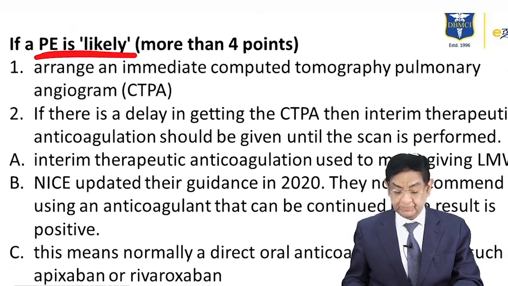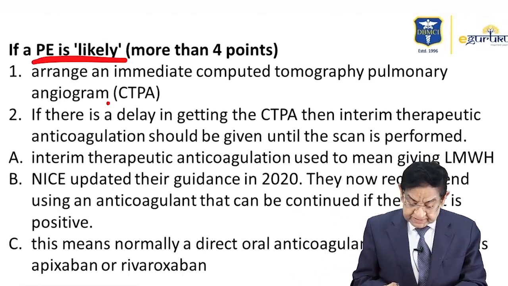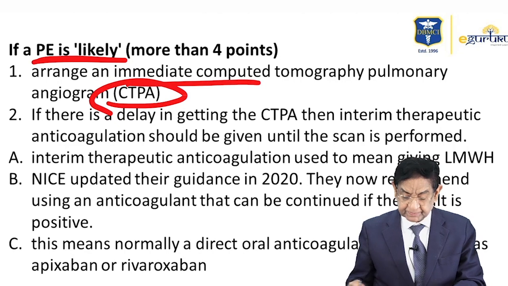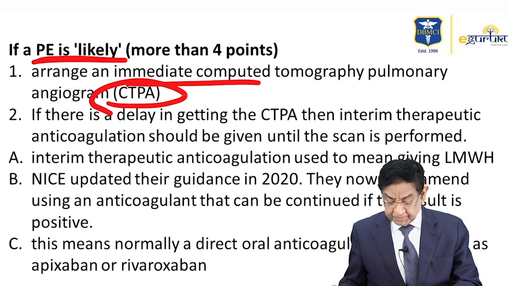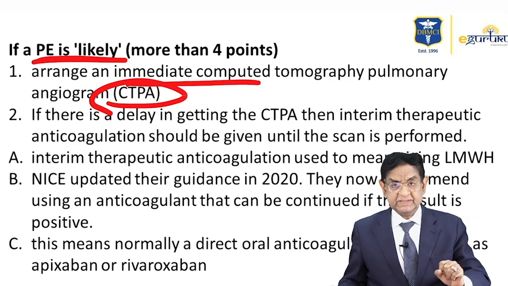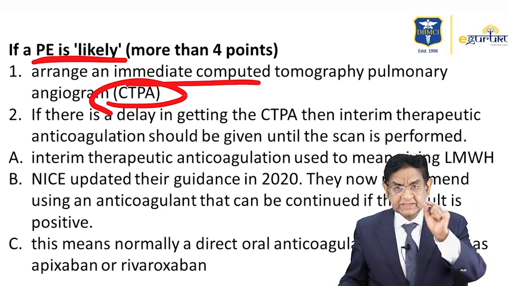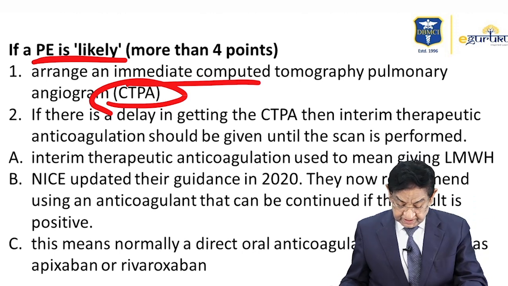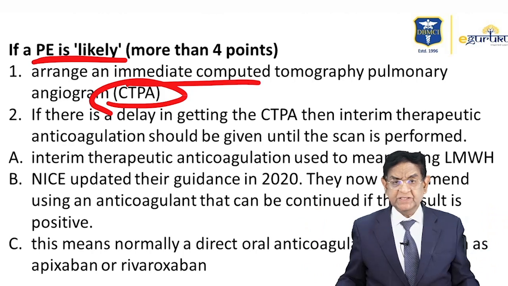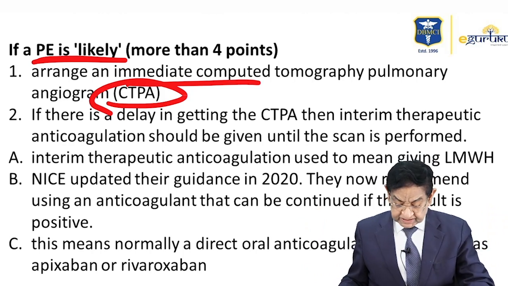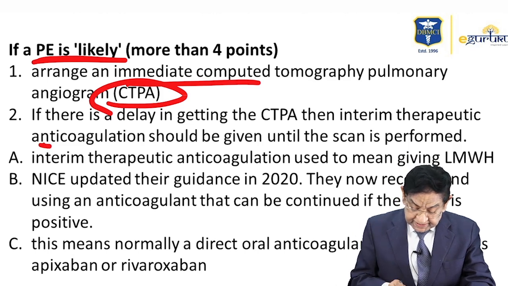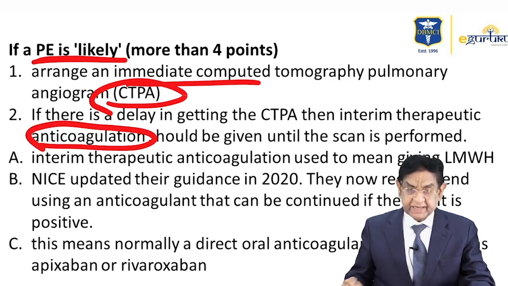Now what to do? First line treatment is CTPA, an immediate CT pulmonary angiography, which I told you in the previous slide also. This is the first line investigation. But suppose there is a delay, and due to any reason CTPA is not possible. What to do? You start anticoagulation immediately. Don't wait.